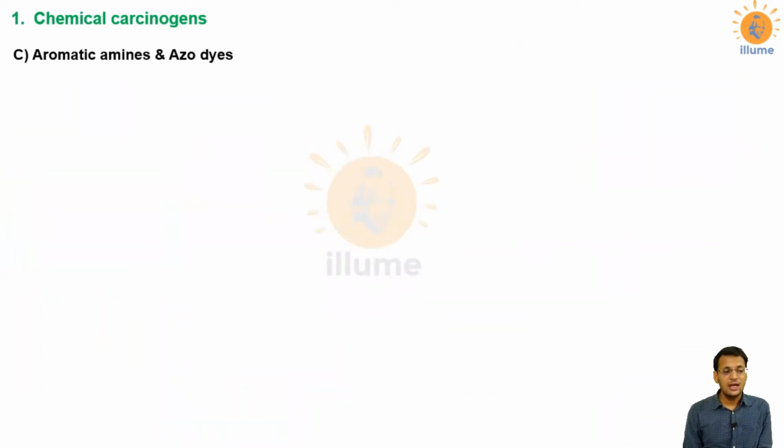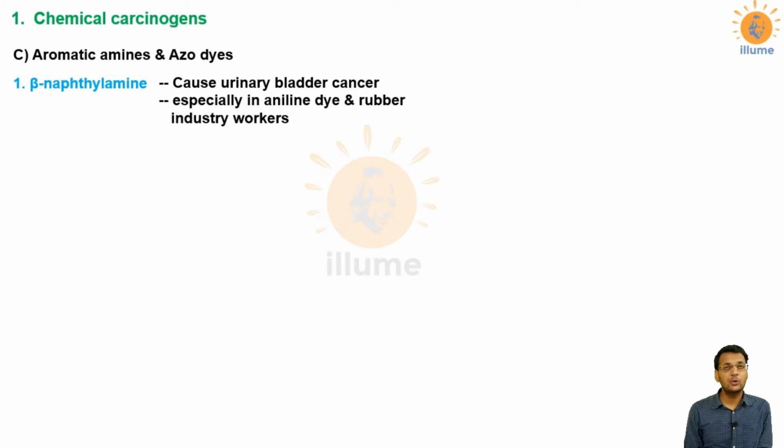Now, after PAH, that is polycyclic aromatic hydrocarbons, we would be discussing the third group that includes aromatic amines and azo dyes. And the first example is beta-naphthylamine. Beta-naphthylamine has been shown to be associated with urinary bladder cancers, and this is a source which is encountered by the workers working in aniline dye factories and rubber industry workers. They are always exposed to beta-naphthylamine, and we have seen multiple cases of urinary bladder cancer in such workers.